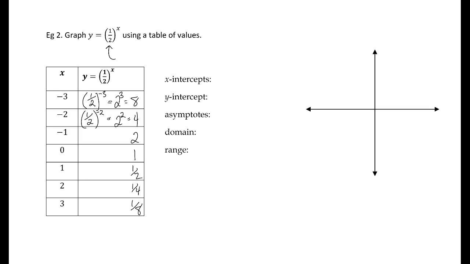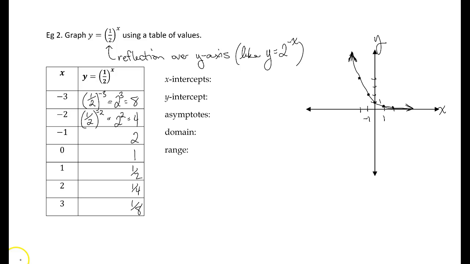So by using a fraction base, all we're doing is essentially accomplishing a reflection over our y-axis. So it has the same impact as introducing a negative in front of that x value. So if I had written this as y equals 2 to the power of -x, it would have had the same effect.